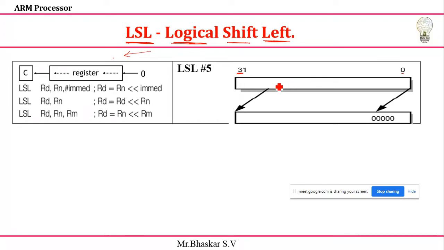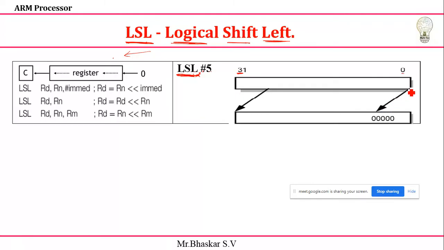Suppose I need to shift left by 5 bits. This is the instruction I'm going to use. Remember, LSL, logical shift left, and hash 5. Just give a space. There is no comma here. Remember, a common mistake is to give the comma. There is no comma here. Just LSL hash 5. If you give this instruction, what happens? The 5 bits will be shifted.